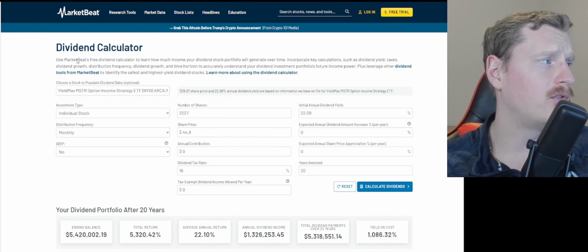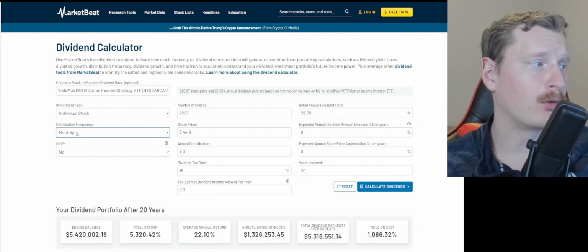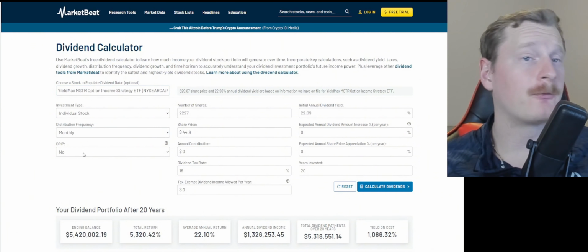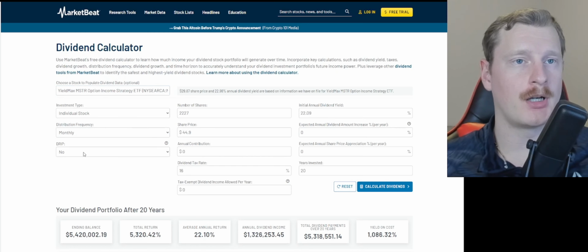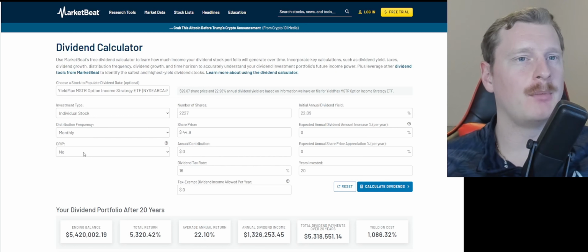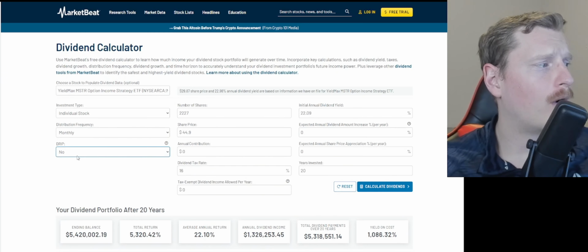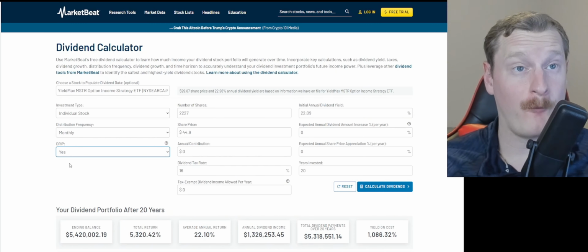Let's throw some of these numbers into the dividend calculator, right? The one I like to use is from MarketBeat, right? So we're doing MSTY. As we can see, it's an individual stock. Its distribution frequency is monthly. I'm going to first do no DRIP because we're not going to be trying to reinvest this money if we don't have to. And it's going to be pretty simple. It's just going to be literally the same number over and over again. So I'm going to just put DRIP on just for the fun of it, right?